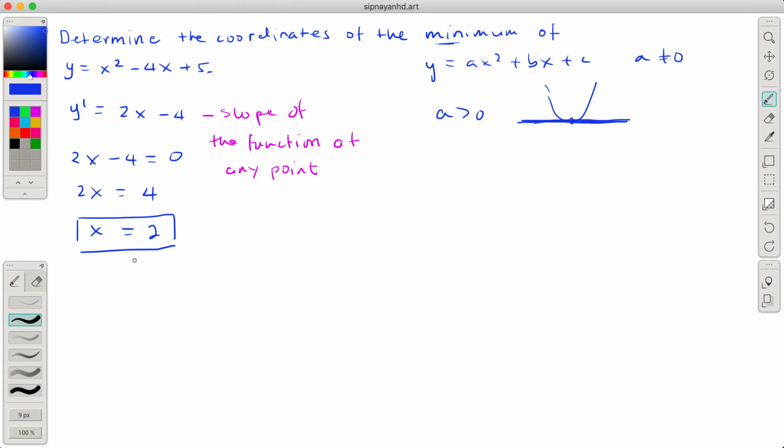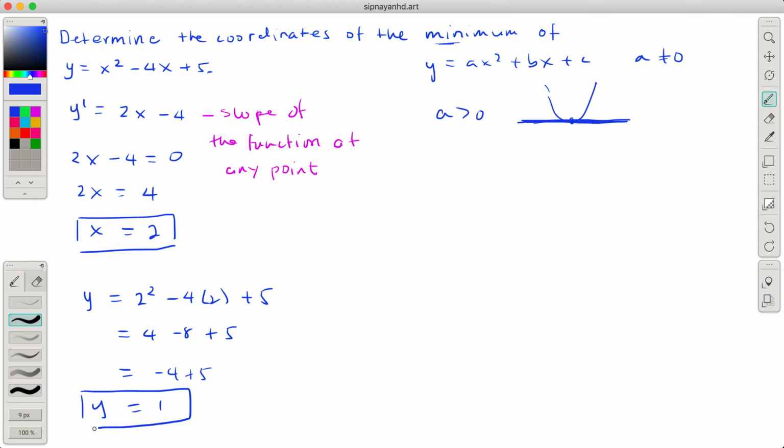So, paano natin hahanapin yung y? Dito ba tayo magsasubstitute o sa taas? We want to get the y value of the function or the value of the function at x equals 2. Dito tayo, di ba? Kasi ito slope to eh. Hindi naman ito yung function. So, dito tayo magsasubstitute. So, magiging y, ang x natin ay 2. So, 2 squared minus 4 times 2 plus 5, which is equal to 4 minus 8 plus 5, which is equal to negative 4 plus 5, which is equal to 1. So, yung y value natin ay 1.